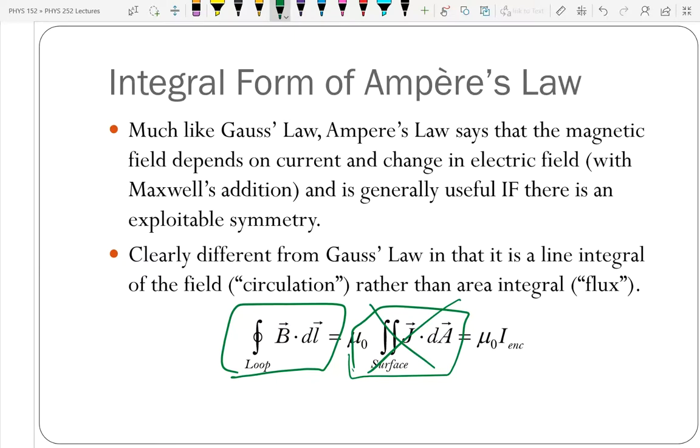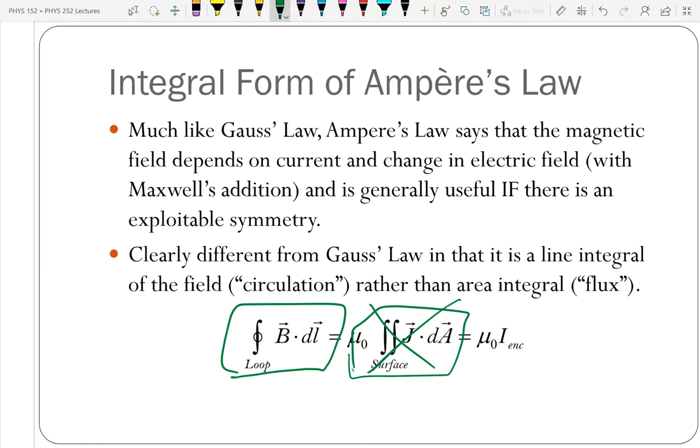So you need to be able to calculate that circulation. That is the integral of B dot dl around an imaginary loop that is closed. That little circle means imaginary loop. And you set that equal to mu naught times the current enclosed. Pretty straightforward.